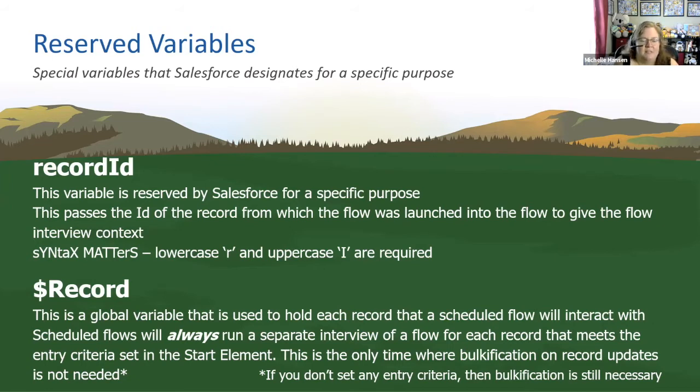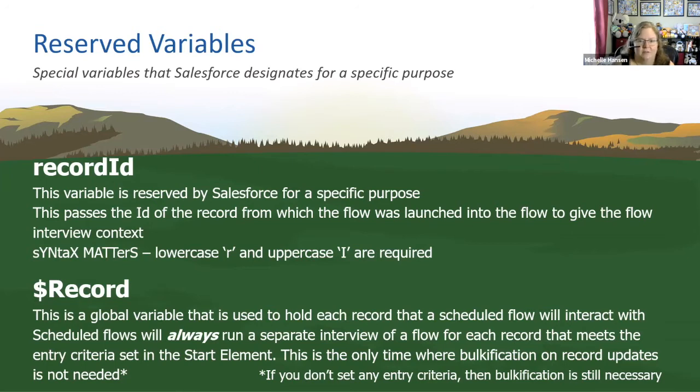So basically what this does is it gives your flow interview, which is you running this flow one time, context. If I want to run a screen flow on an account, then I need it to know which account I am on. Am I on the Salesforce account? Am I on the Acme account? Am I on the Dunder Mifflin account? By using this recordId, I can pass it in and basically say, whatever account I'm on, take that record ID and pass it into my flow. And so if I ask my flow, hey flow, can you tell me what the address for this account is? It can say, oh yeah, sure, I can do that because I know what account you're on. That's what we're trying to do with that.